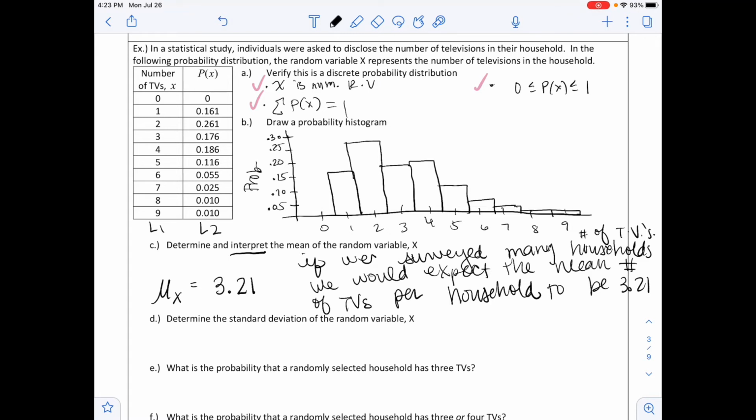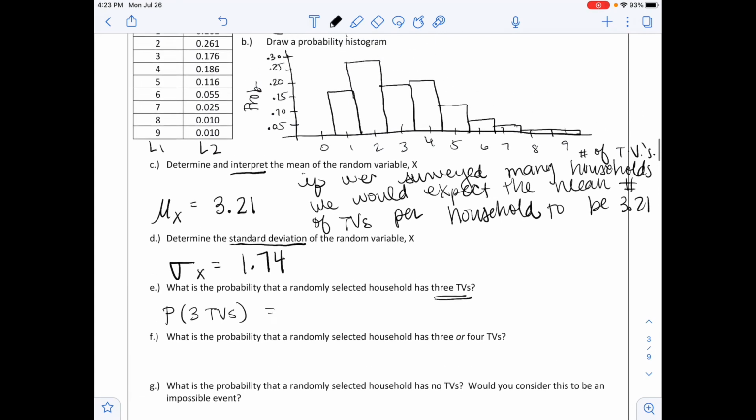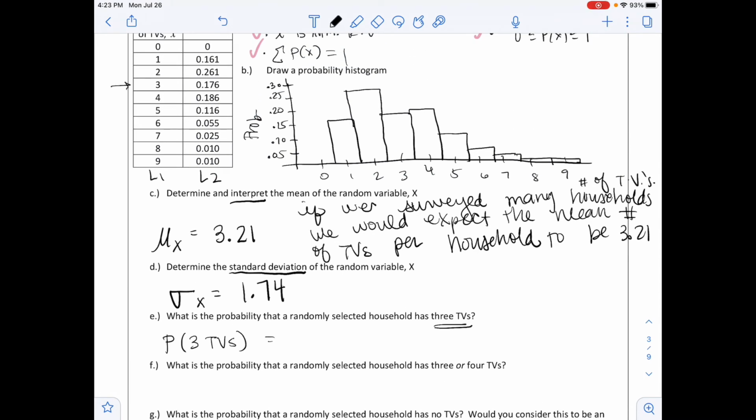Part D says determine the standard deviation, which you should also have from your calculator. So going back and looking at that, the standard deviation of our random variable is going to be 1.74. Part E says, what is the probability that a randomly selected household has 3 TVs? So going back and finding the probability of having 3 TVs, we just need to look at our probability distribution table, and having 3 TVs here is going to be 0.176.